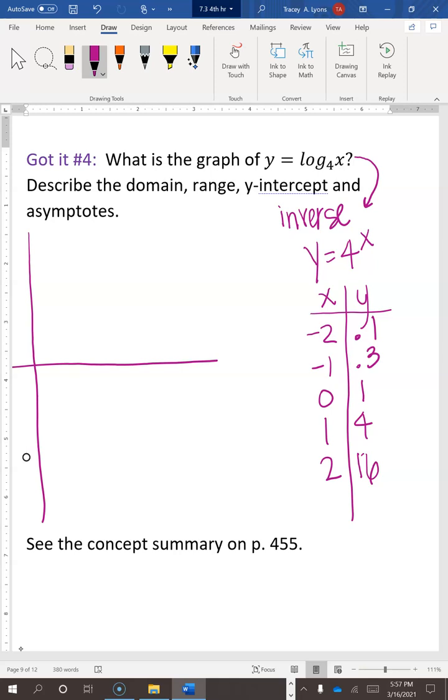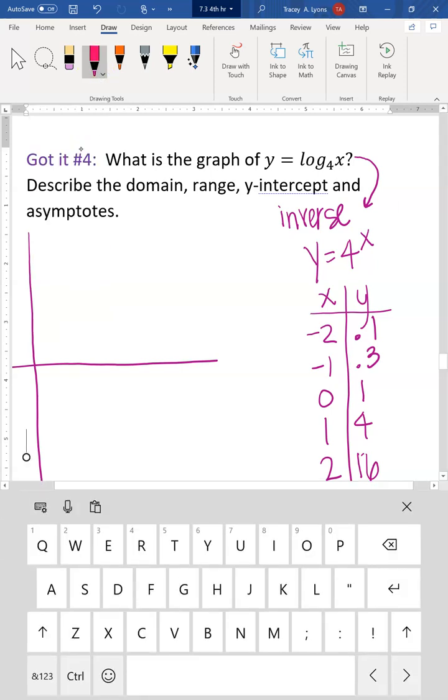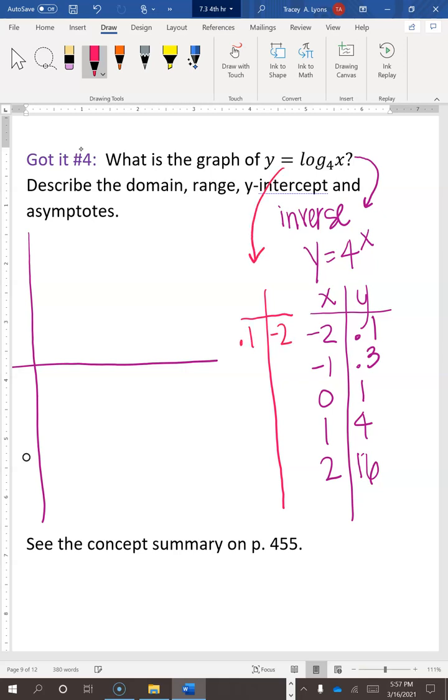So what I'm going to do is I'm going to actually graph the reverse of these. Okay, so I'm going to be graphing these: 0.1, -2; 0.3, -1; 1, 0; 4, 1; and 16, 2. So those are the ones that I'm actually going to graph. So I'm only graphing the actual equation this time, not the inverse, so that I flip it over, because all we do is switch the ordered pairs anyway.